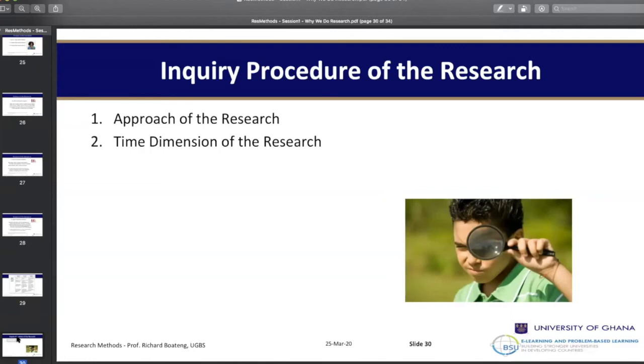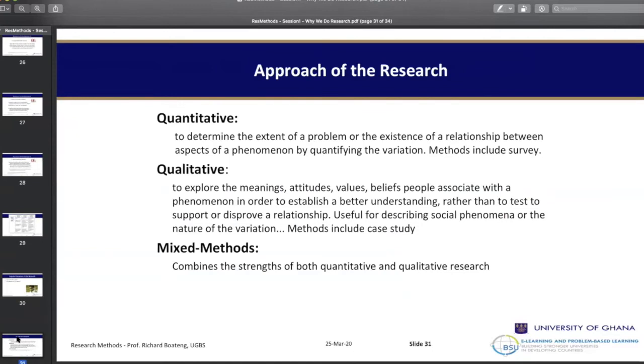Now, on the approach of research, we can have quantitative, qualitative, and mixed methods. Quantitative studies are usually trying to describe variations. What do we mean by variation? We are quantifying the extent to which something varies from another, or the extent to which something is dominant. So we may ask in a quantitative study, what is the dominant perspective concerning an issue or a phenomenon? Or we may ask, to what extent do students do something?